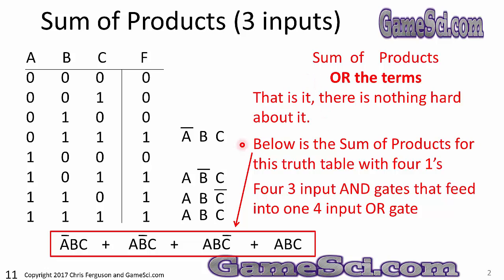Below is the sum of products for this truth table with 4 ones in it. 4 3-input AND gates that feed into one 4-input OR gate. Here's the term for the first line of the table that produces a 1. Here's the term for the second line in the table that produces a 1. Here's the term for the third line and the fourth line that produces a 1 on the output. At this point, if you were good at Boolean algebra, you could use Boolean algebra to simplify this sum of products expression.